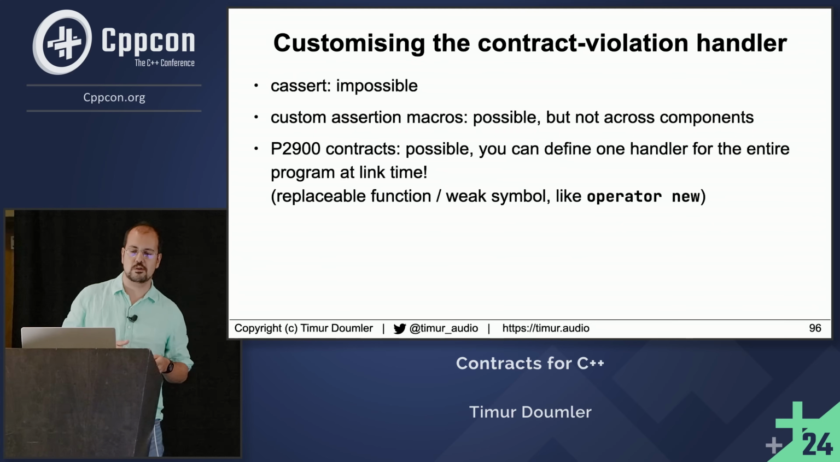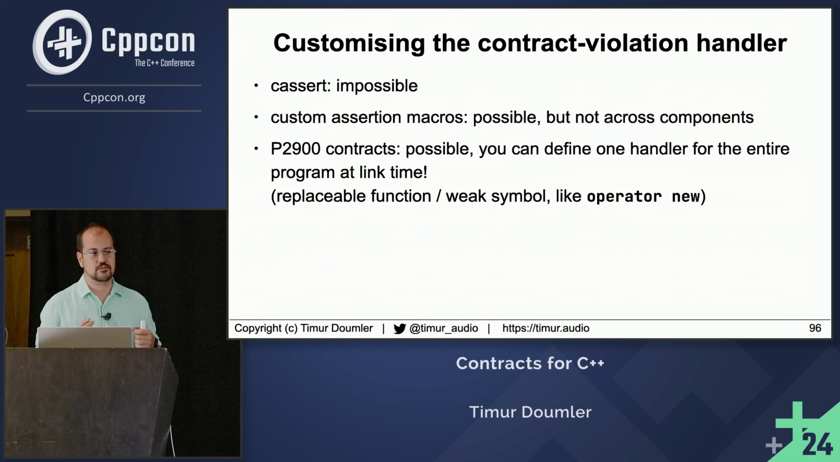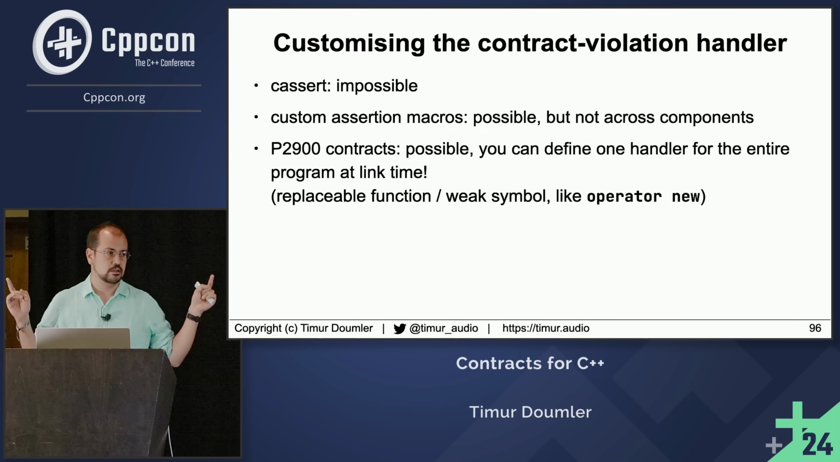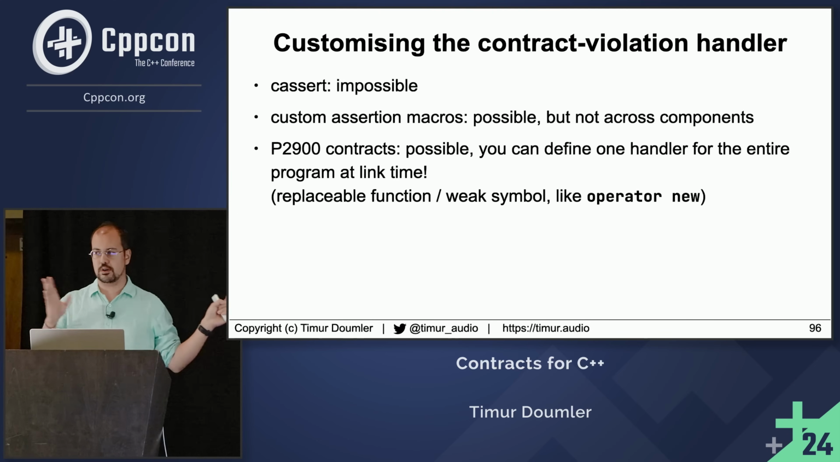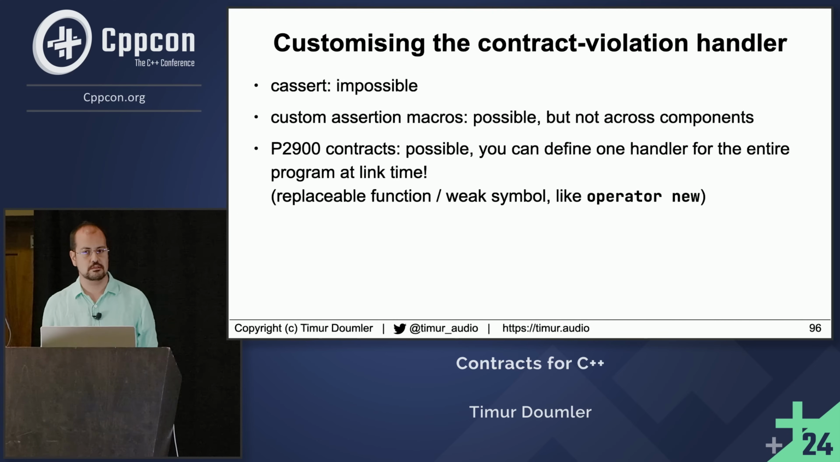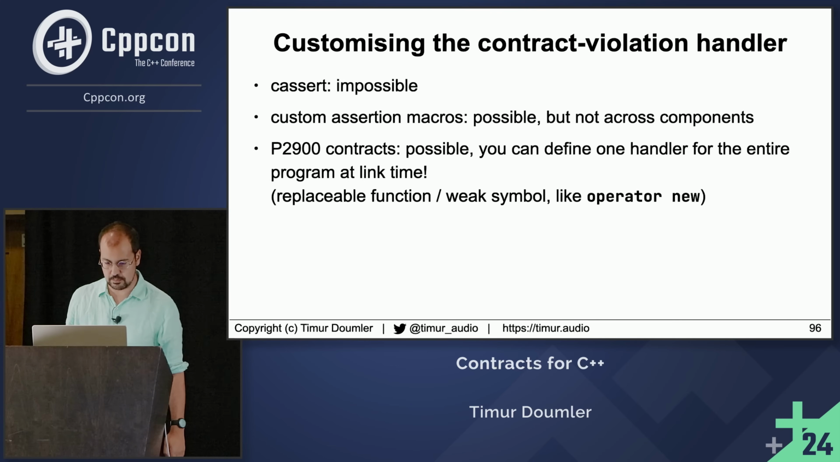And this is what P2100 contracts give you. They give you one contract violation handler for the entire program. And every assertion, no matter which library that you linked with it came from, will end up in the same contract violation handler. So that is a really, really powerful approach.